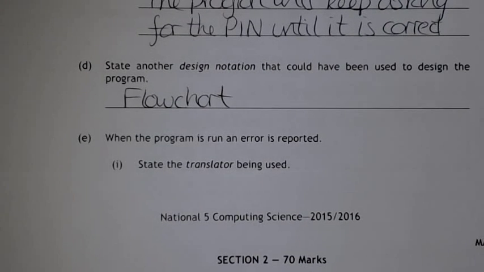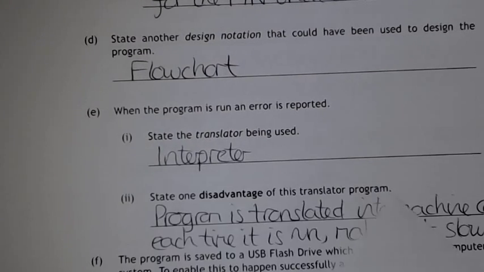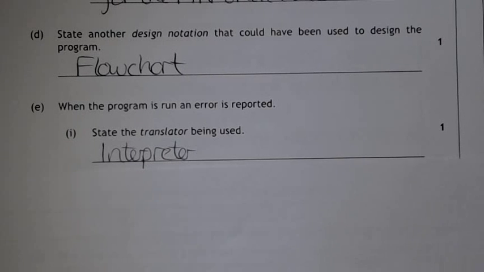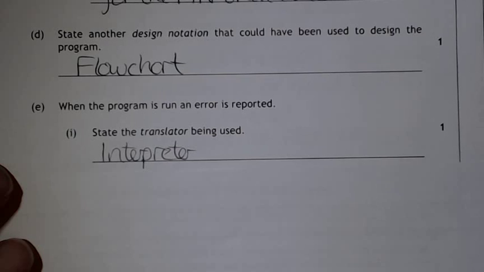And when the program is run, an error is reported. What type of translator is being used? An interpreter is being used, because every time you run the program, it takes a high level language, converts it into machine code, and then runs it. It does that process line by line, so it is very slow, but it can pinpoint exactly where an error was.